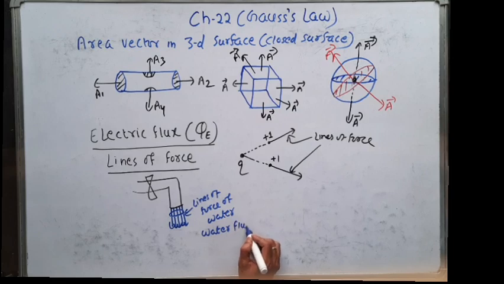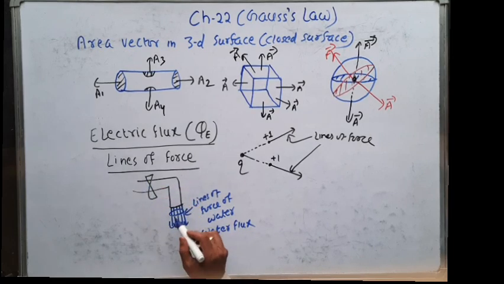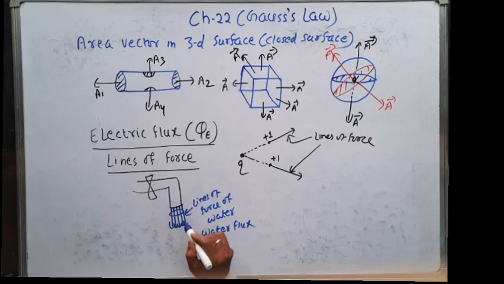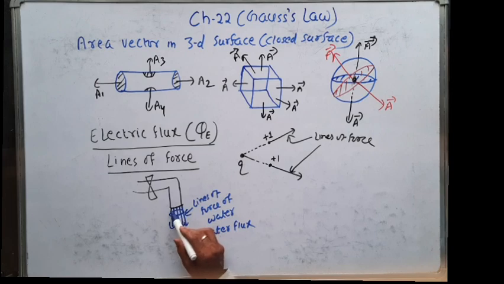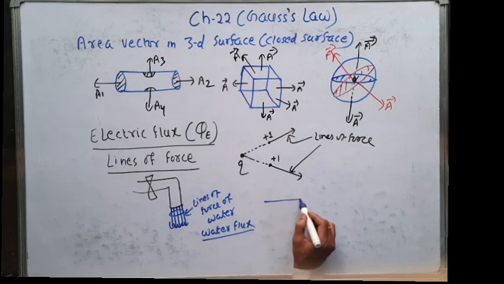Is called water flux. If you open the tap, water will come out. If you see through a microscope, the water consists of various lines. Those lines are called lines of force of water. And the set of lines of force of water passing normal to the surface of the tap is called water flux.